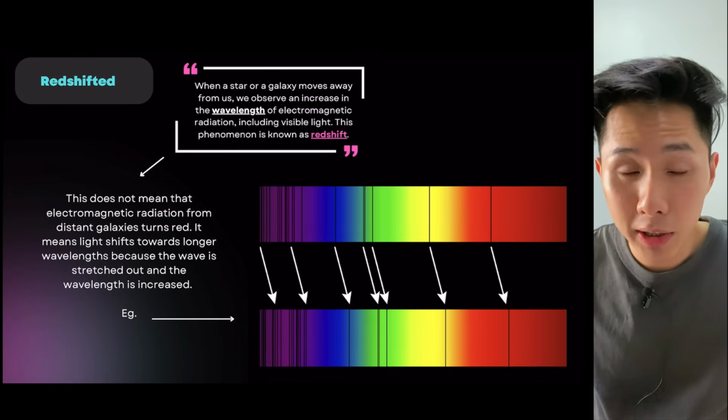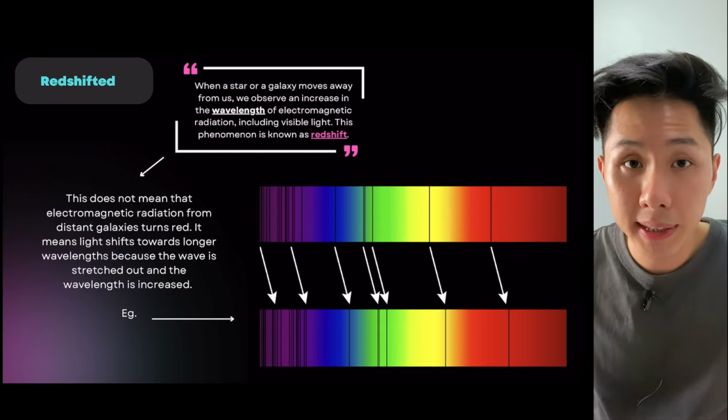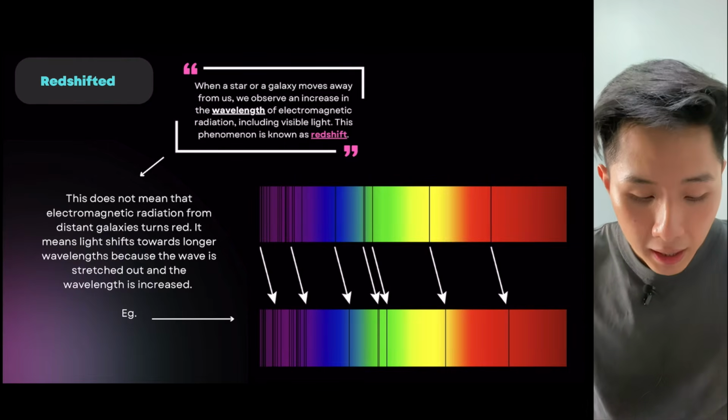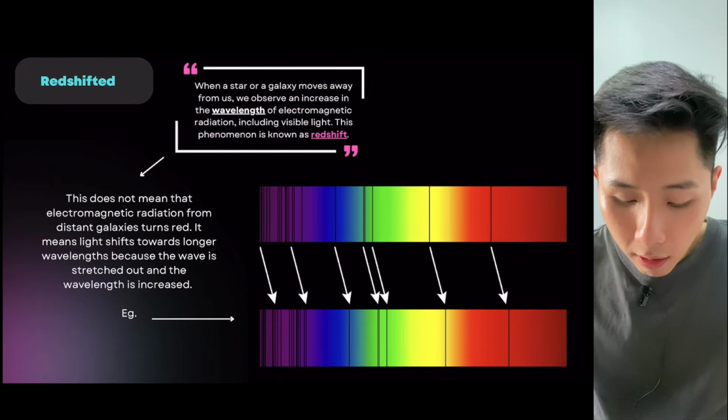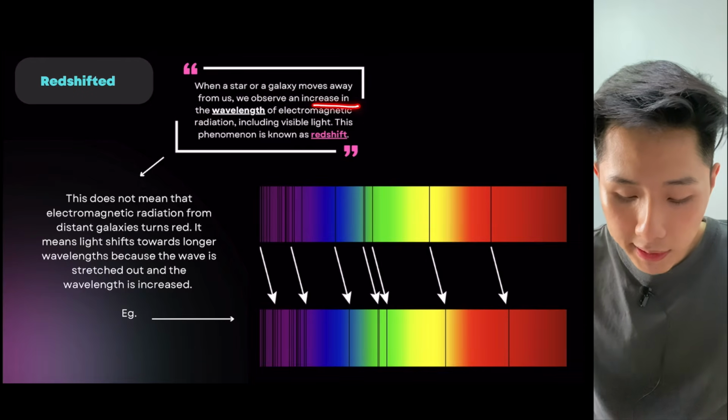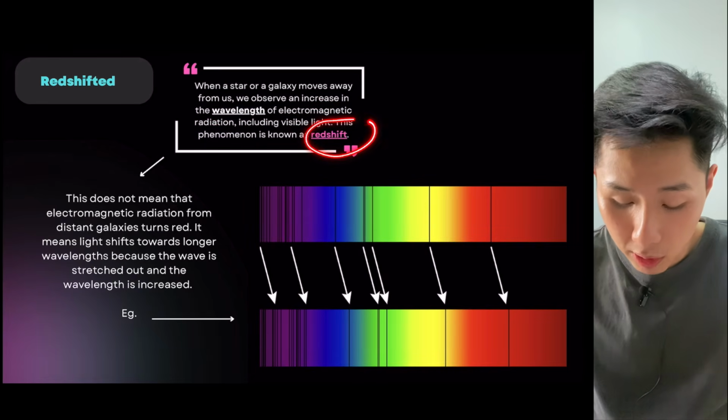The second concept you need to know, I know that it can be confusing, but I'm teaching it in isolation so that we can put all of them together later. The second concept is redshift. When a star or galaxy moves away from us, we observe an increase in wavelength of electromagnetic radiation, including visible light. This is known as redshift.